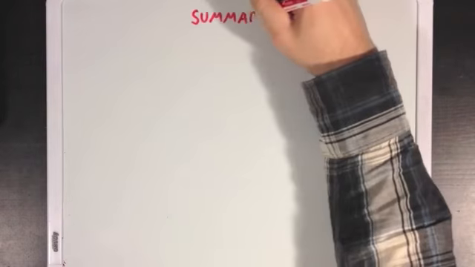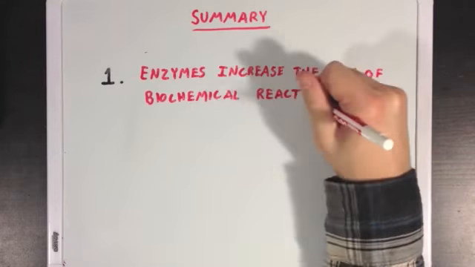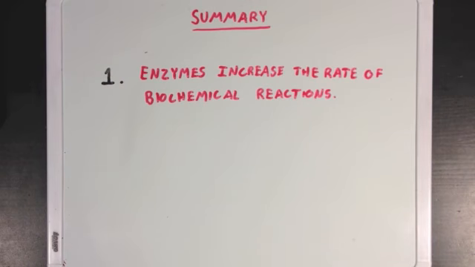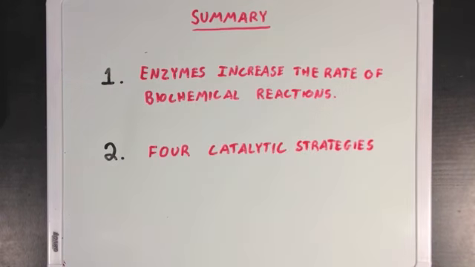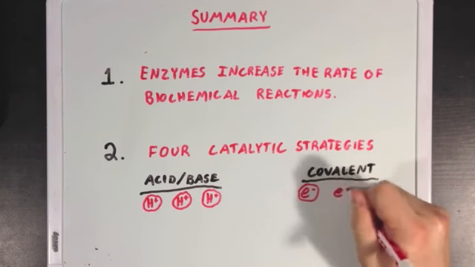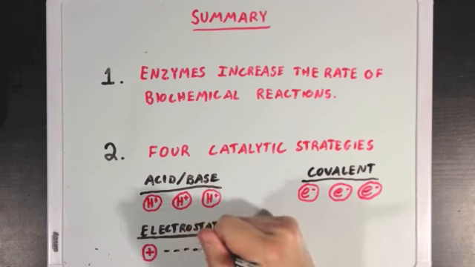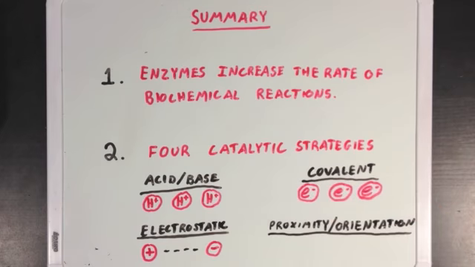So what did we learn? Well, first we learned that the role enzymes play is to make biochemical reactions happen more quickly. And the next thing we talked about were 4 of the many different catalytic strategies that enzymes can use. We talked about acid-base catalysis, which helps with proton transfer. We talked about covalent catalysis, which helps with electron transfer. We mentioned electrostatic catalysis, which deals with stabilizing charge. And finally, proximity and orientation effects, which increase the frequency of successful collisions between molecules that we want reacting together.